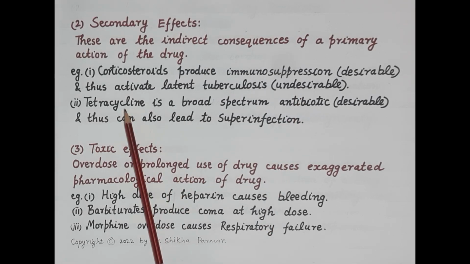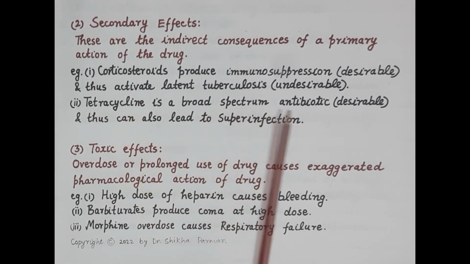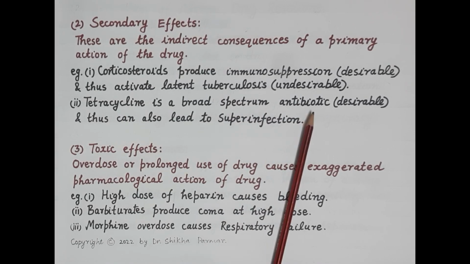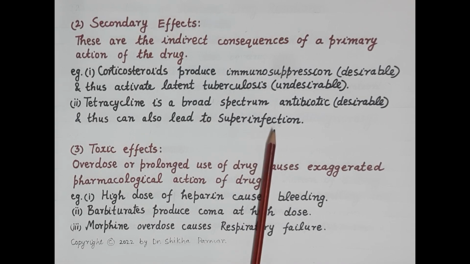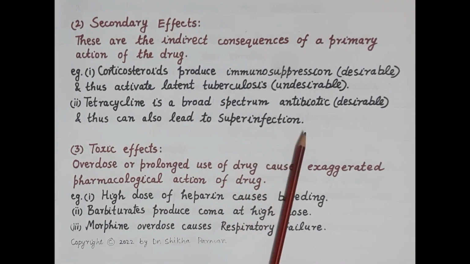Another example is tetracycline. Tetracycline is a broad spectrum antibiotic. It inhibits pathogenic bacteria. But apart from inhibiting pathogenic bacteria, tetracycline also inhibits beneficial bacteria which reside in the colon. This inhibition of colonic bacteria leads to superinfection. So, these are the secondary effects of a drug.